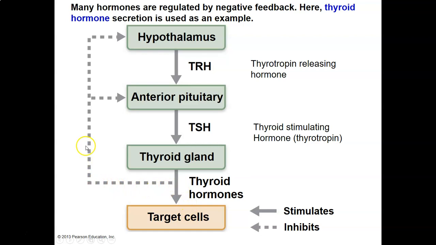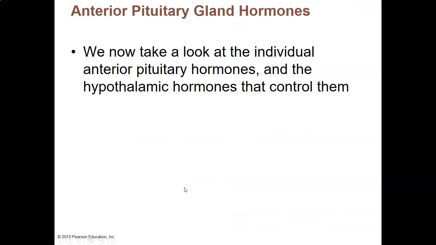Thyroid hormone, as it builds up in concentration, feeds back and inhibits the release of TSH from the anterior pituitary gland, and feeds back and inhibits the release of thyrotropin releasing hormone from the hypothalamus. And that shuts off the production, so it stays at a constant level. If the level starts to decline, then we disinhibit these two pathways, and the hypothalamus and pituitary start releasing those stimulating hormones again, and we get more thyroid hormone.